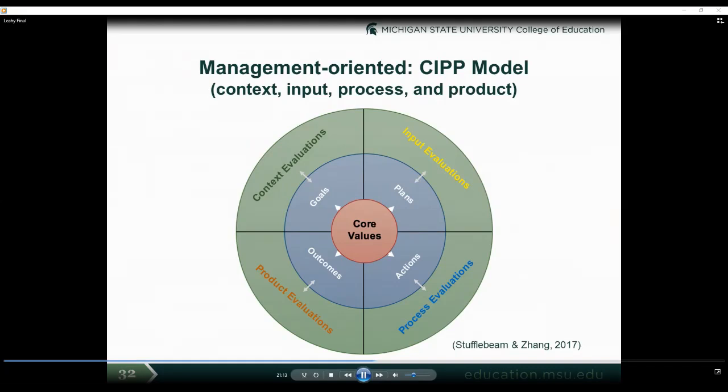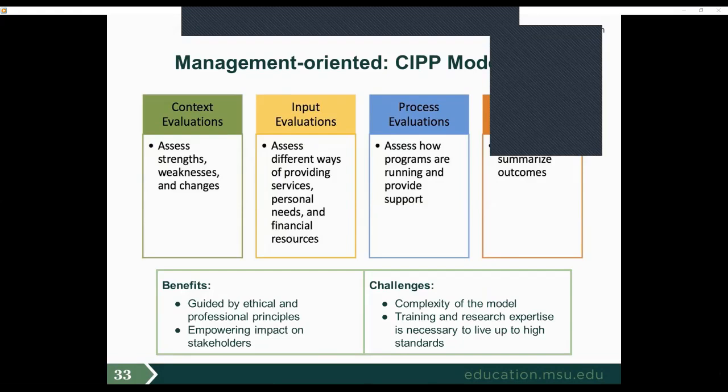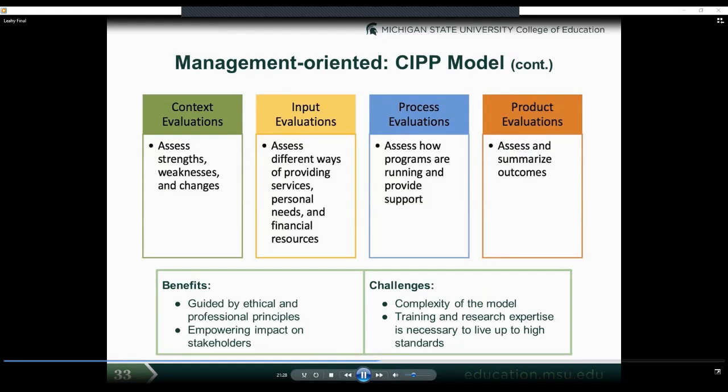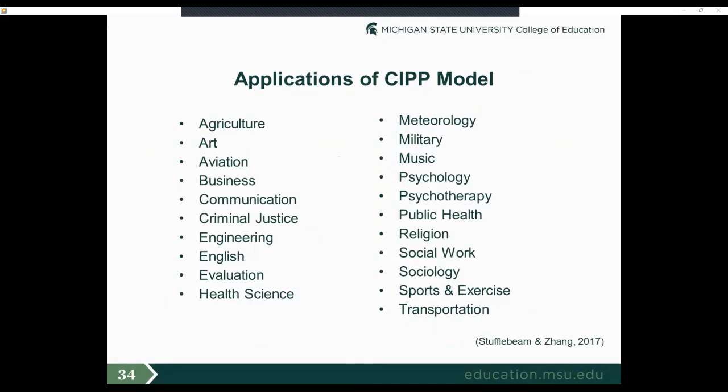As you can see, these definitions on the slide are laid out to talk about what context, input, process, and product mean, but the benefits are really important. They're guided by ethical and professional principles and have an empowering impact on the stakeholders. This model is also challenged by its complexity, and training and research expertise is necessary to live up to the explicit standards of the model. Applications of the CIPP model: and you can see a very wide variety of groups that are engaged in this.